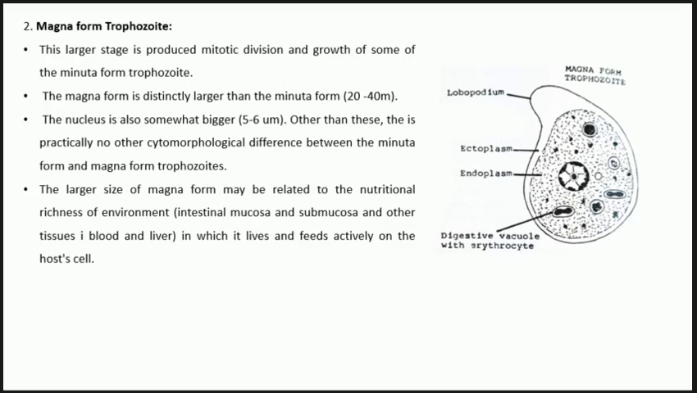The large size of the magna form may be related to the nutritional richness of the environment, because now it is feeding on intestinal mucosa, submucosa and other tissues. Sometimes it enters the blood, and from within the blood it will feed upon erythrocytes, go towards the liver and start feeding on hepatocytes, or go towards the brain and may start feeding on brain cells. In the brain it is rare, but still, once it enters the blood, it can go anywhere and start feeding.